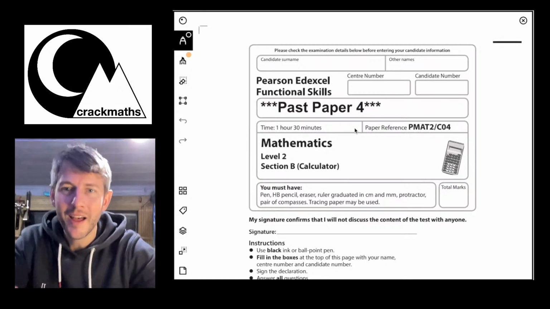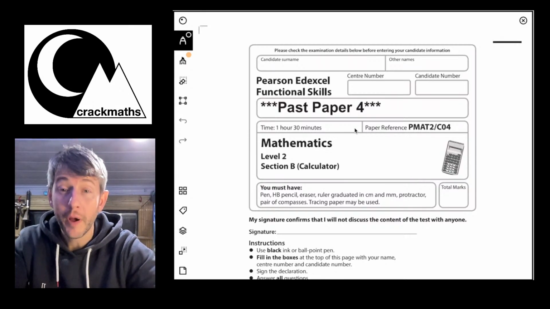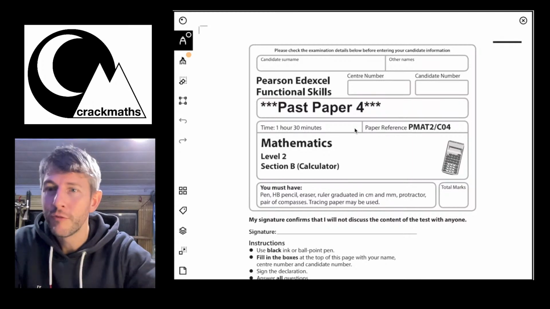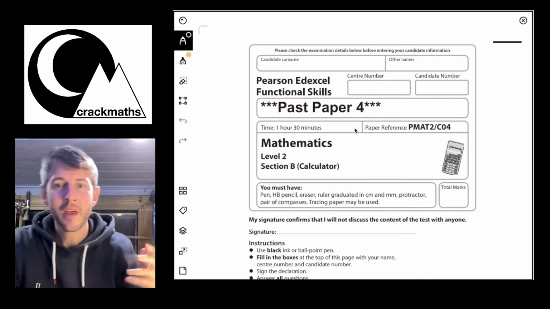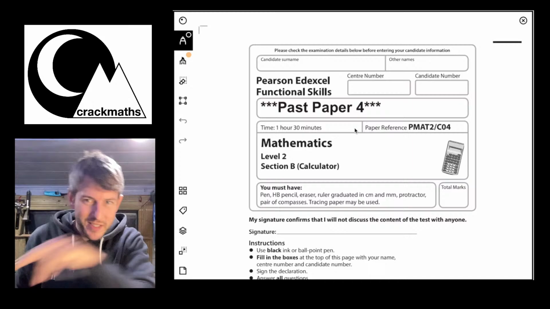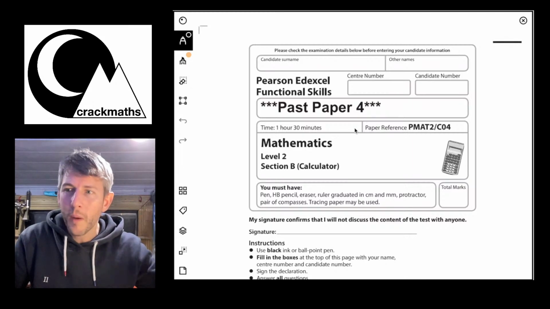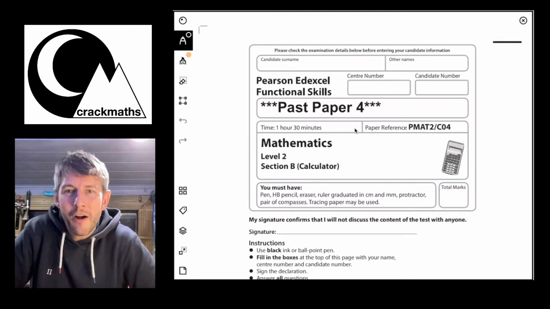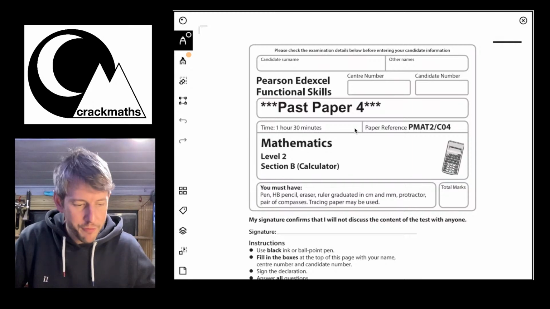So to anyone that's joining me, this is the second part of today's live stream, where we are looking at an Edexcel past paper for Level 2 Functional Skills. This is the second part because I lost internet in the first part, but we've got about 40 minutes here, so we're going to see how much of this paper I can power through.